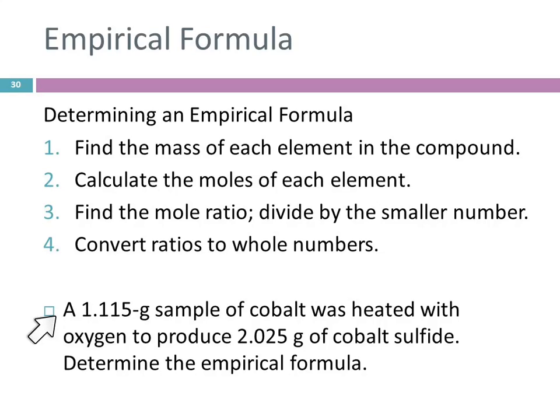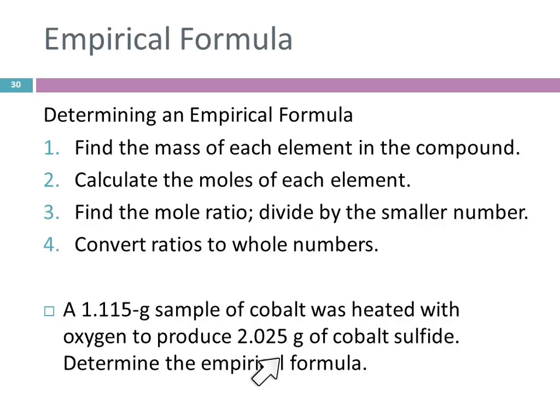A 1.15 gram sample of cobalt was heated with oxygen to produce 2.025 grams of cobalt sulfide, the compound. Determine the empirical formula. So the first thing is to find the mass of each element. Well, the mass of cobalt is given to us. They don't give us the mass of sulfur. But why does the product weigh more than what we started with? It reacted with sulfur.